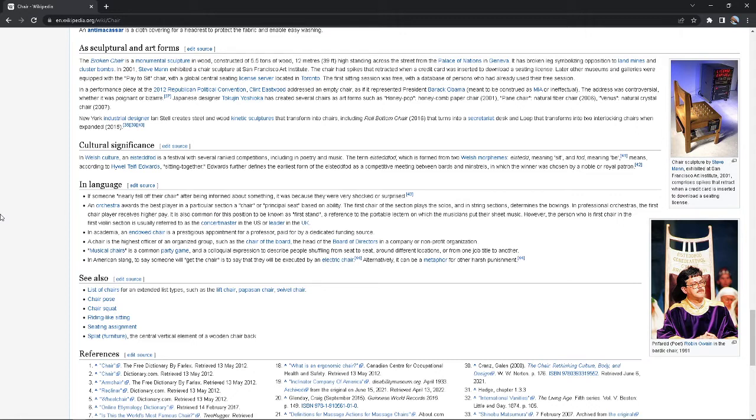In American slang, to say someone will get the chair is to say they will be executed by electric chair. Alternatively, it can be a metaphor for other harsh punishment.